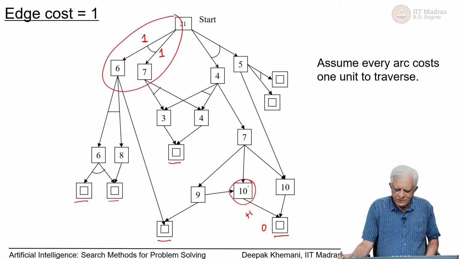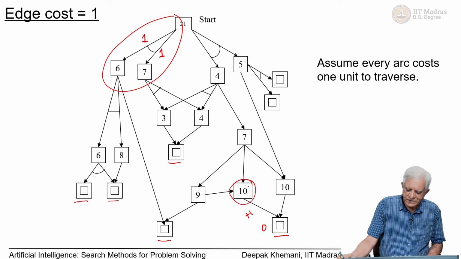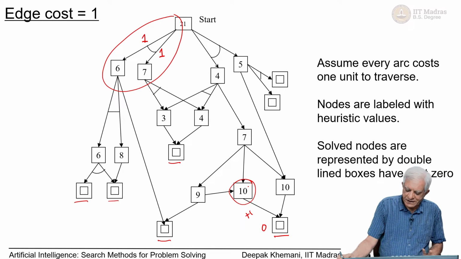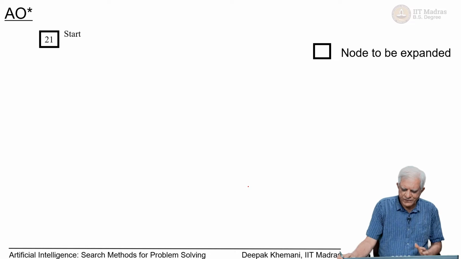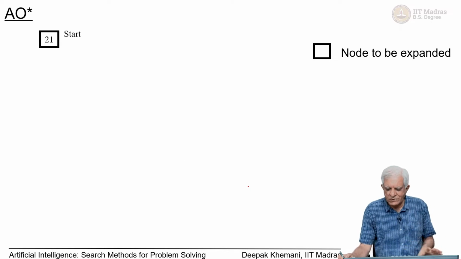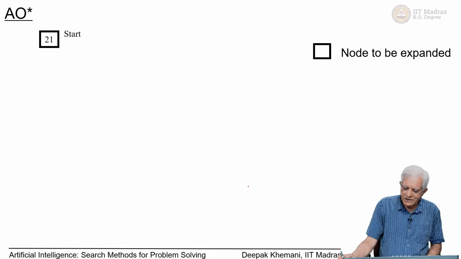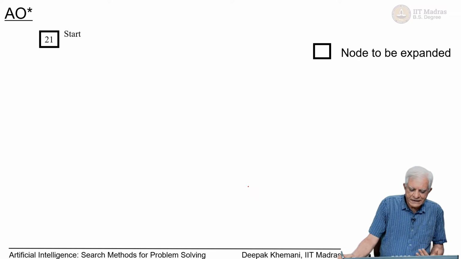So, assume every arc has a unit cost associated with it to traverse. Nodes are labeled with heuristic values, as I just said, and solved nodes are represented by double line boxes and have 0 cost associated with them. So, let us start with the first node as before. Whatever we show in this thick black rectangle will be the node that we are about to expand next, and initially of course, it is a start node.